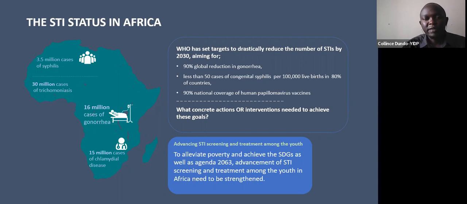Can you give maybe some verdict of the discussion and how you think we can work together to reduce some of the STI cases that we have in the country?